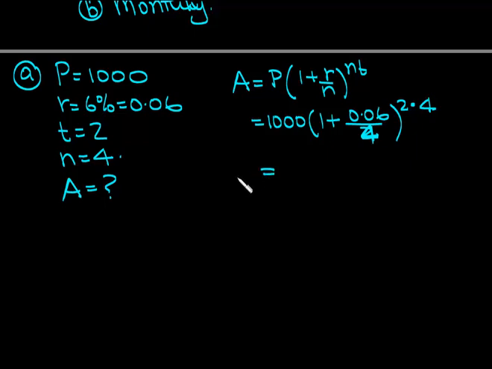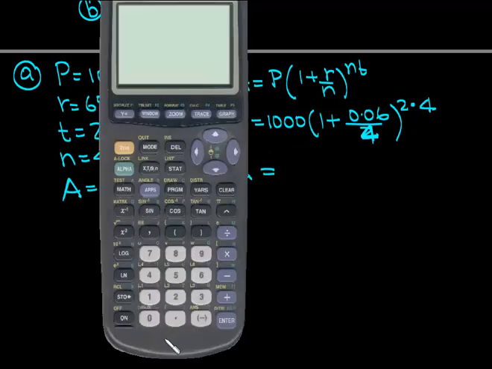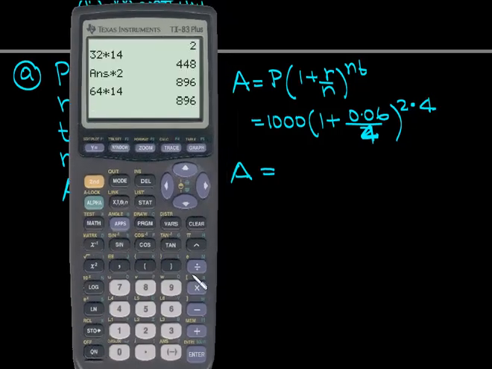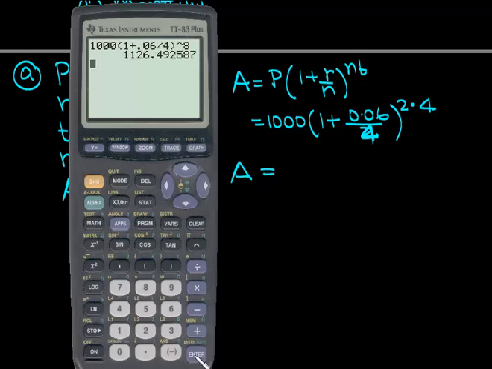So it's just a matter of doing calculator work. We just need to punch it into the calculator to figure out how much interest we have here. We can enter it just the way it is: 1,000 parentheses 1 plus 0.06 divided by 4 close parentheses, raised to 2 times 4, which is just 8. So we get $1,126.49.